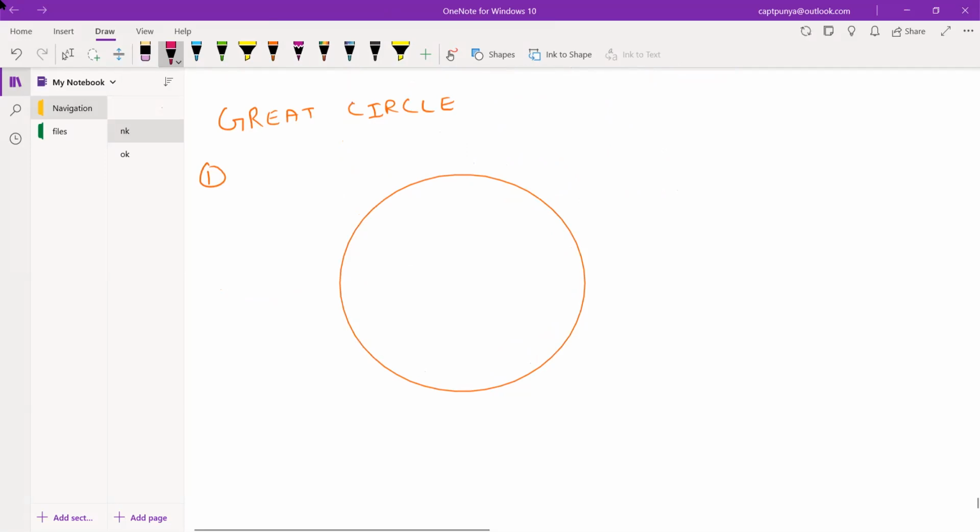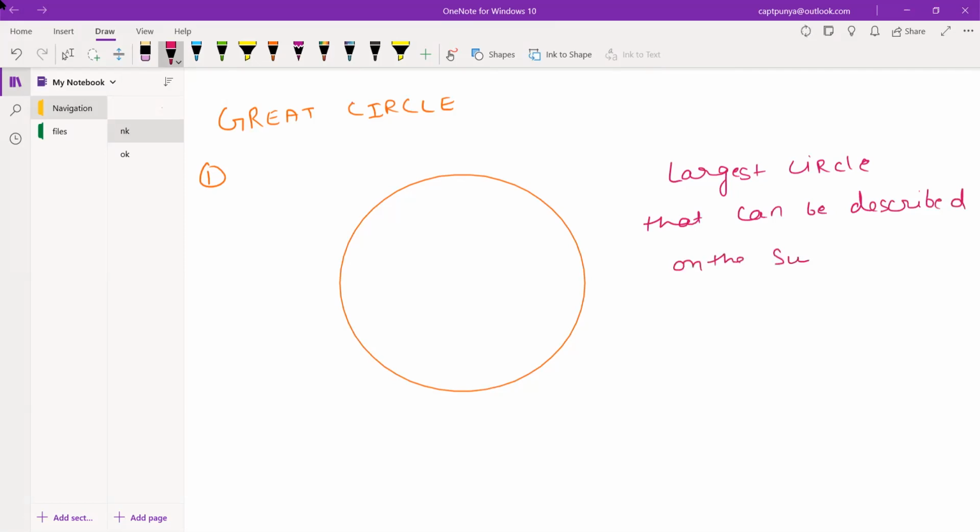A great circle, as per the definition, is the largest circle that can be described on the surface of Earth, which divides Earth into two equal halves. So this is the definition of your great circle.